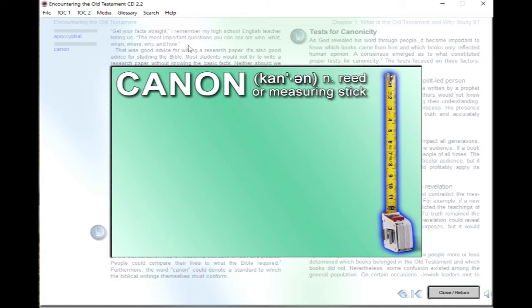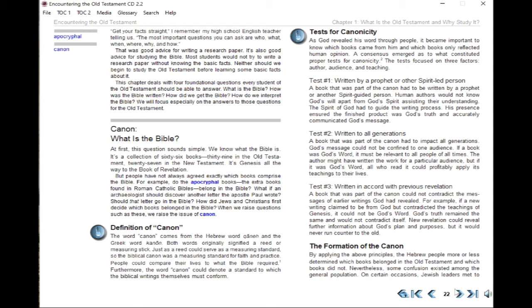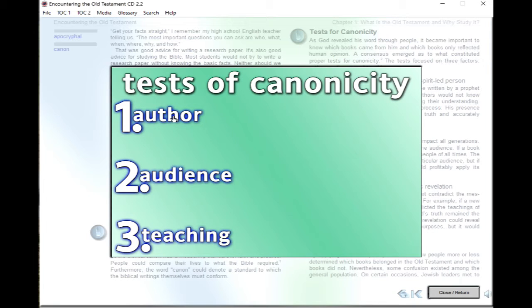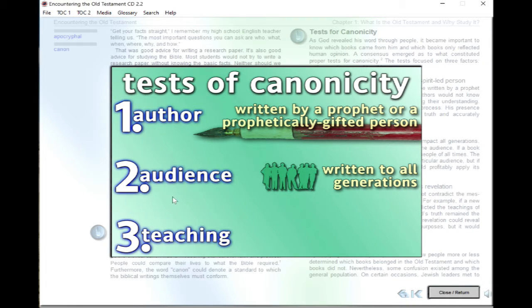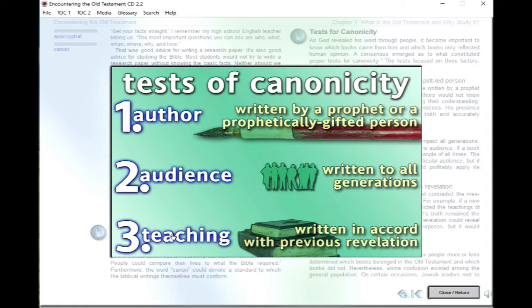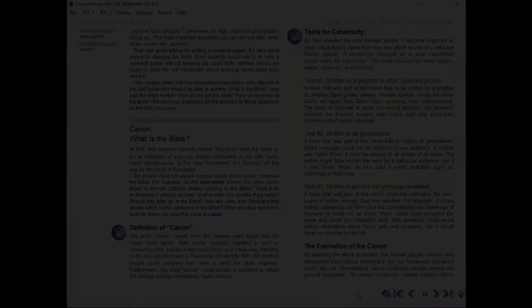What is a canon? Canon means a reed or measuring stick. Tests for canonicity. There are 3 teachings about the canonicity. Number 1, the author, written by a prophet or a prophetically gifted person. Number 2, audience, written to all generations. Number 3, teaching, written in accord with previous revelation.